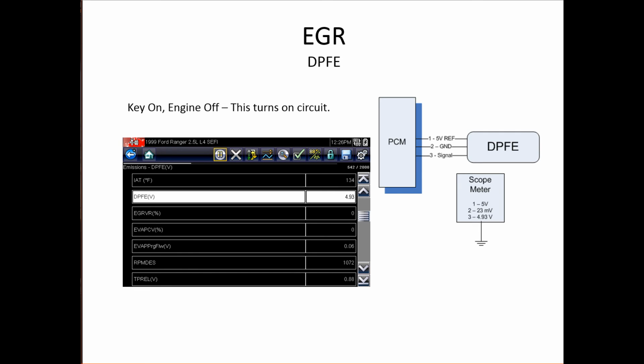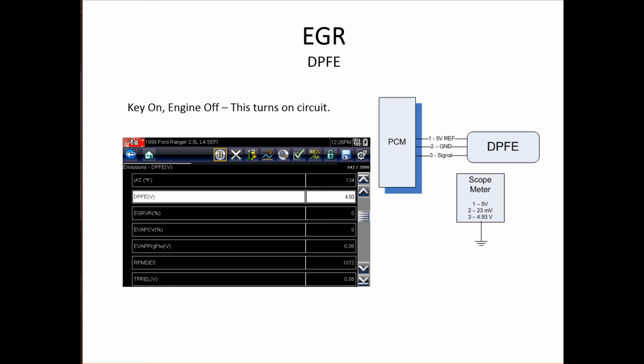So what this screen represents is the test that I executed. The key on is engine off, and I back probed these 3 wires on the DPFE. And the scan tool, meaning what the PCM is reading, is 4.93. And then what I read on the back probing is: 1 is 5 volts, and if you remember, that's the 5 volt reference. 2 is ground, and it's at 23 millivolts, which means that's a voltage drop test, right?